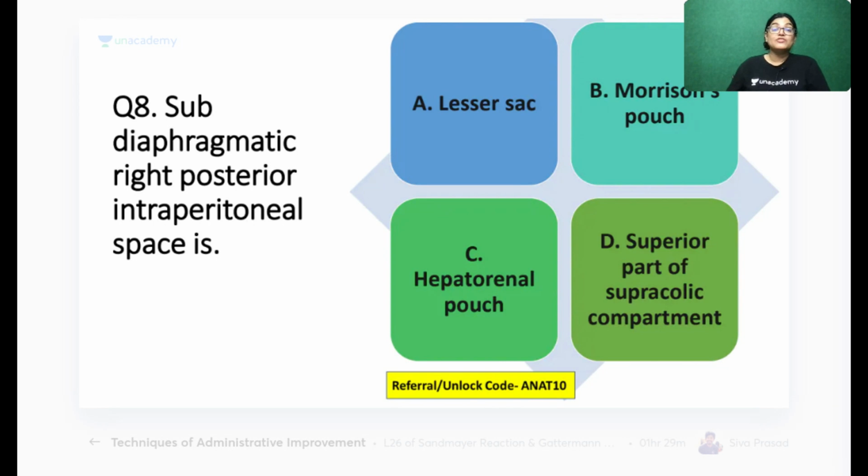Subdiaphragmatic right posterior intraperitoneal space. What is the other term which is used for the subdiaphragmatic right posterior intraperitoneal space? Whether it is hepatorenal pouch, the superior part of the supracolic compartment, lesser sac, or Morrison's pouch. According to you, which is the best possible answer for question number 8?